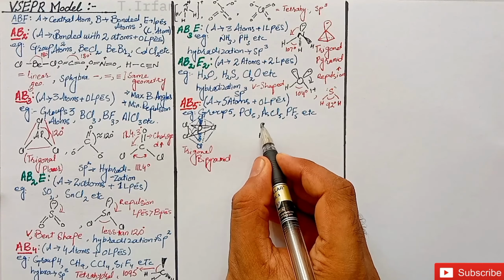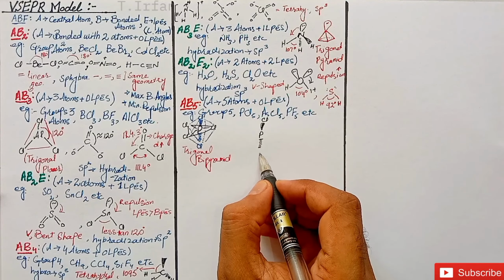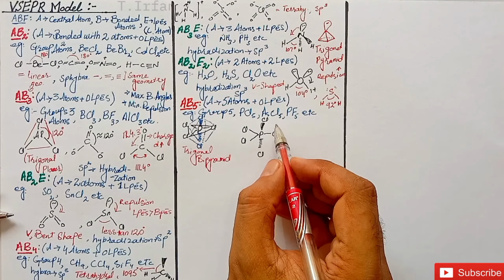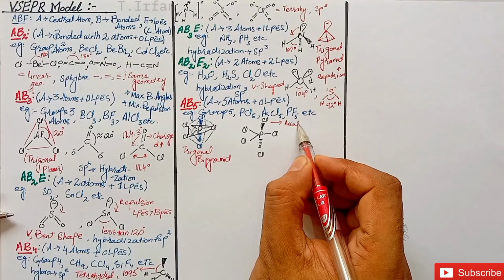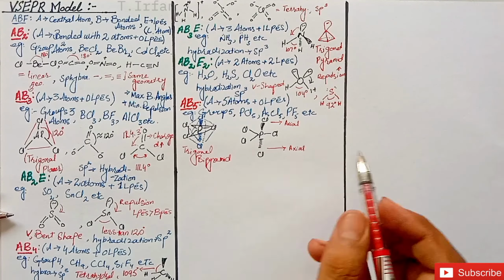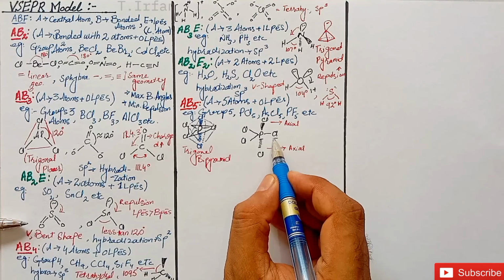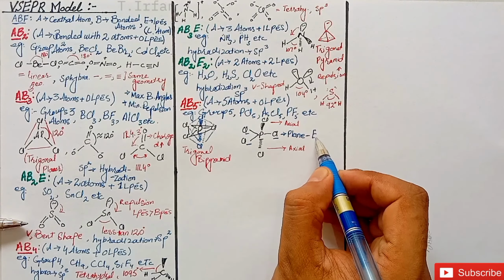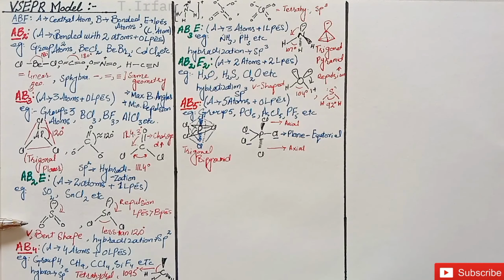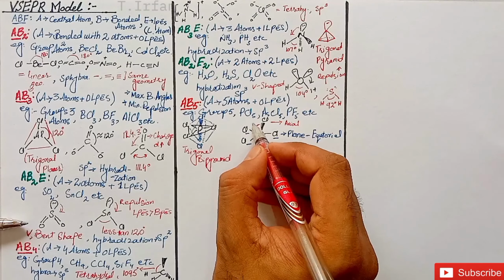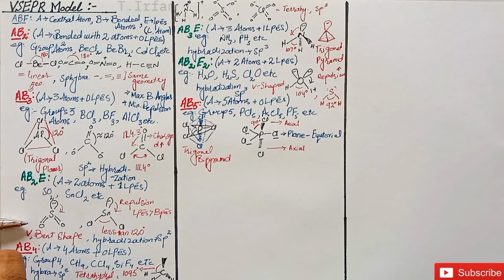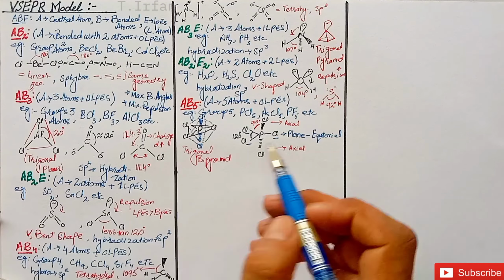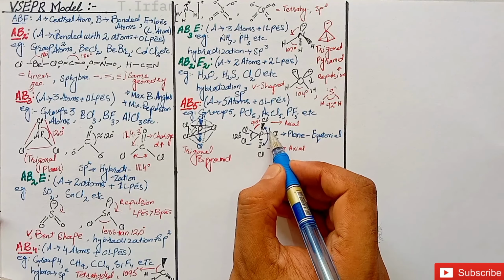In this molecule, there are two types of bond. One is the axial bond and the other is the equatorial bond. The two bonds which are above and below the plane are axial bonds, and the three bonds which are on the plane are equatorial bonds. And the bond angle between axial and equatorial bonds is 90 degrees. The bond angle between equatorial bonds is 120 degrees. And the bond angle between axial bonds is 180 degrees.